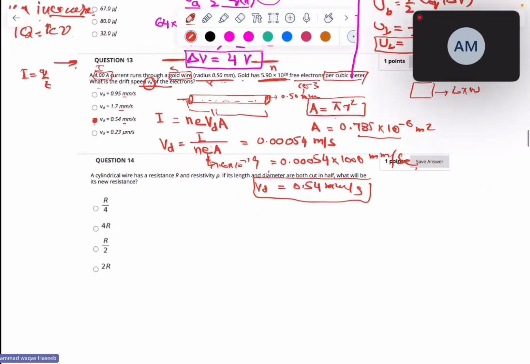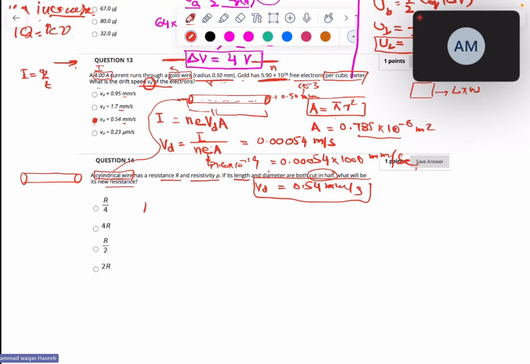Okay. Now, the next question is related to a cylindrical wire. So if you see, this wire is a wire as well. So you have a cylindrical wire. Mostly the situation of the wire is like this: resistance R and resistivity rho. If the length and the diameter are both cut in half, what will be its new resistance?